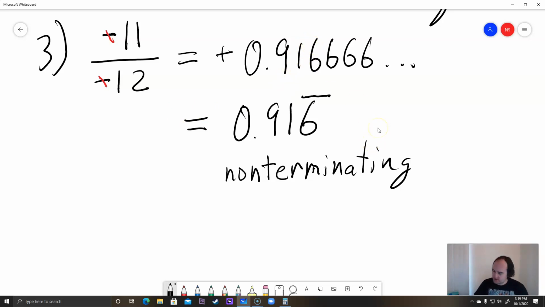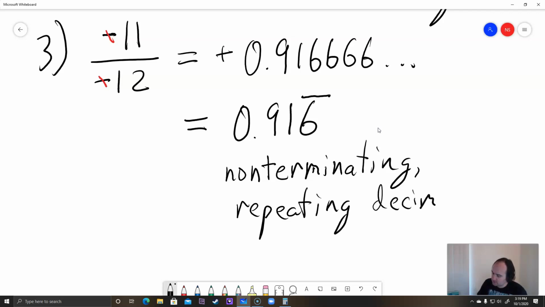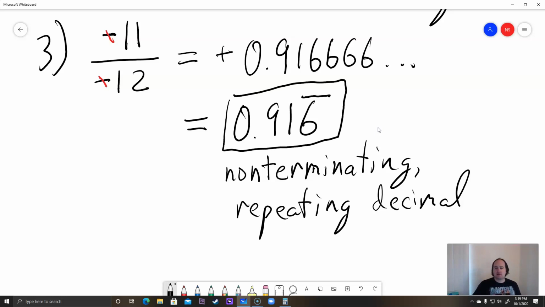We say it's non-terminating, but then it's also repeating. So it's a non-terminating, repeating decimal. So it does not stop, and it repeats, so that's how it gets its name. And remember, whatever is repeating, whether it has 1 digit, 2 digits, 3 digits, whatever you see is repeating over and over again, that's what you put the bar over. The bar only goes over whatever digits are repeating over and over again. Okay? Cool.